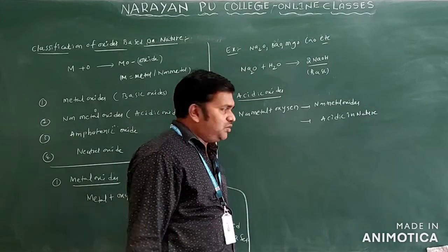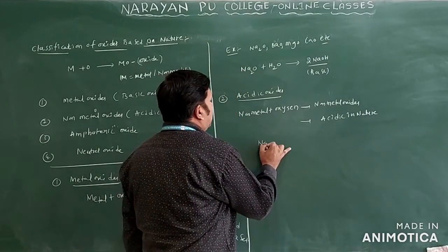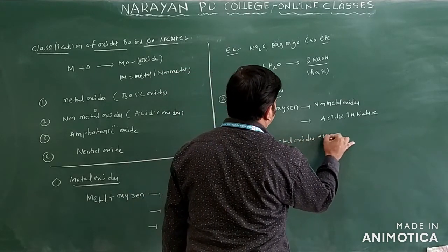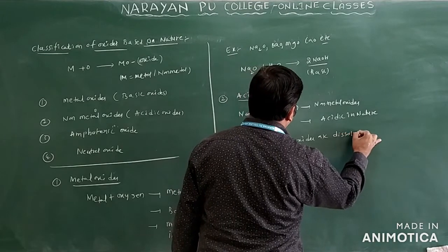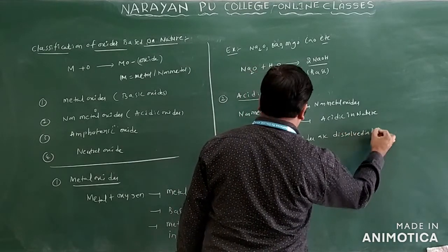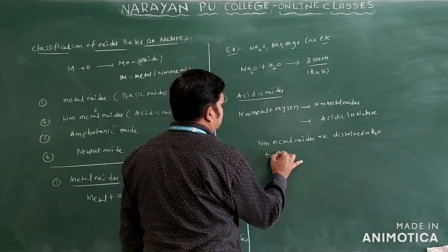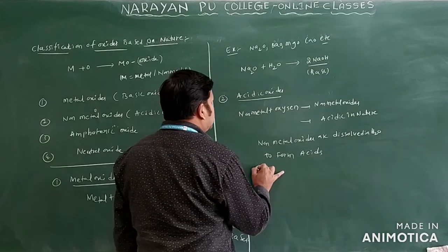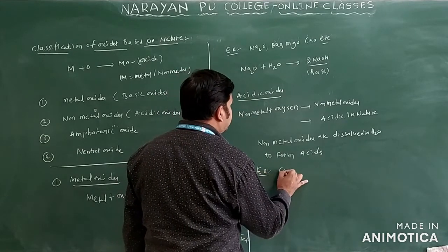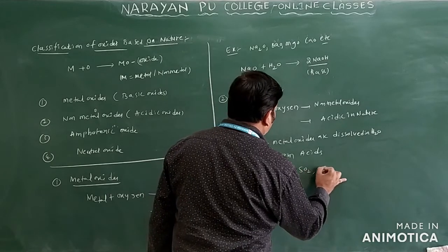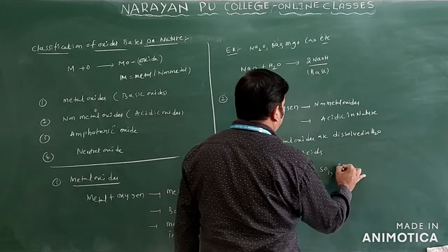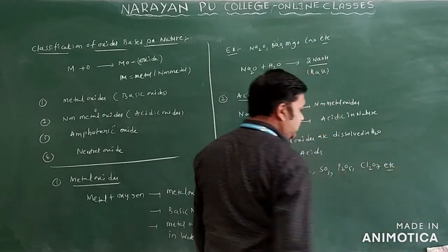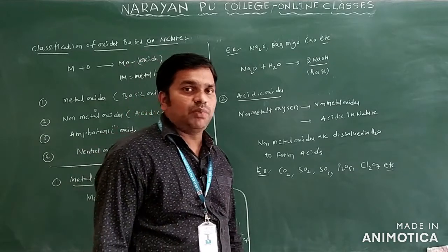Why are they acidic in nature? Because non-metal oxides dissolve in water to form acids only. What are examples of these non-metal oxides? You can take CO2, SO2, SO3, P2O5, Cl2O7, etc. These are non-metal oxides only.